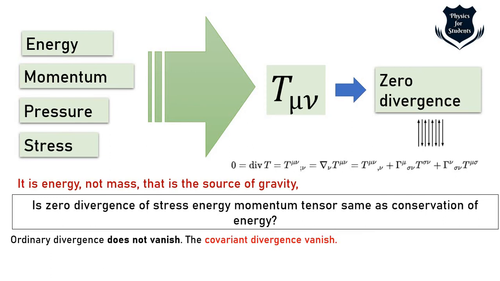So maybe this requires a little bit of attention, because this is outside the scope of this video. But you need to understand one thing, that zero divergence of the momentum tensor does not mean that it is the conservation of energy. Ordinary divergence, which we call, doesn't vanish. Only what vanishes is the covariant divergence. So that is the reason, in order to show that the energy momentum conservation is met, we have to include the energy momentum of the general gravitational field, and then we conserve divergence.